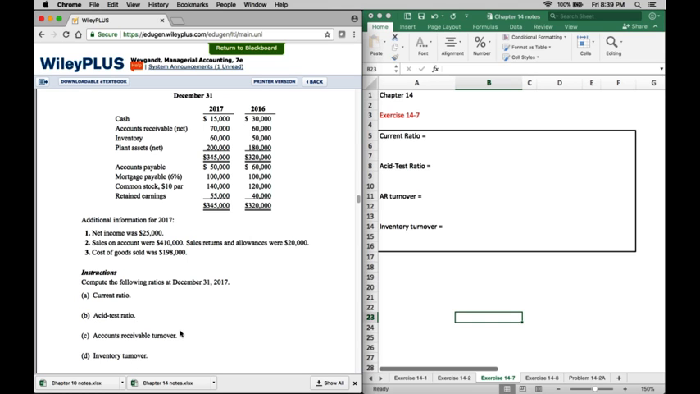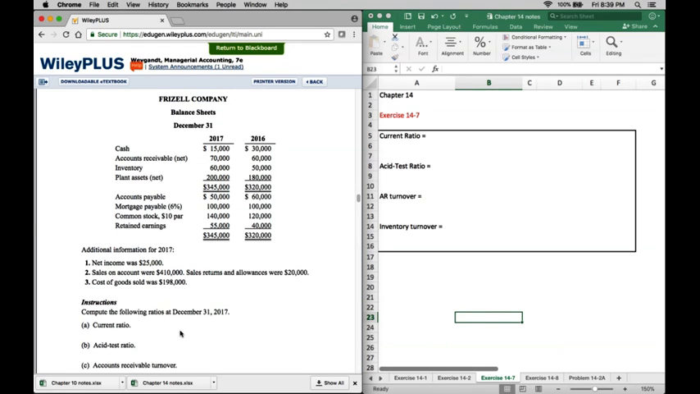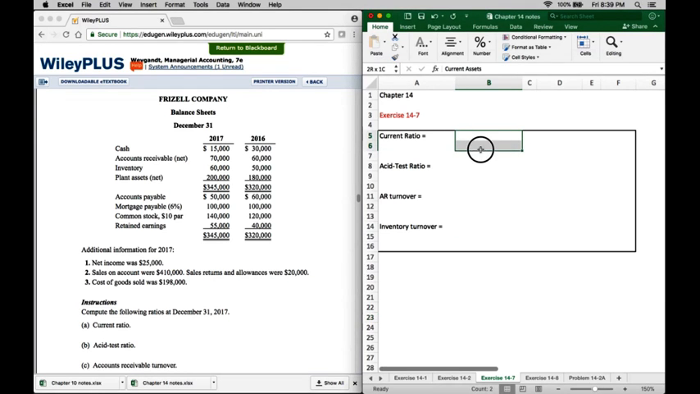So we'll go through each of these and then I'll explain what these ratios are and what they mean and what the significance is as far as managerial accounting is concerned and management is concerned. So current ratio is current assets divided by current liabilities. So the current assets are cash, receivables, and inventory. So you add the 3 numbers up and divide it by accounts payable because that's the only current liability we have.